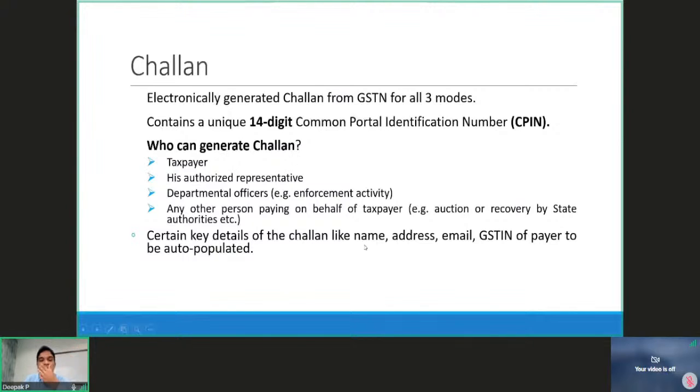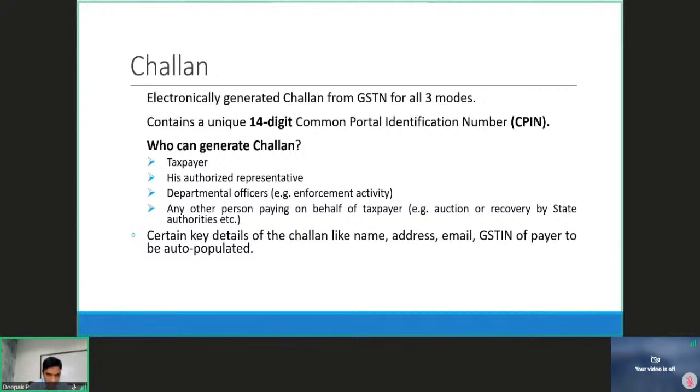Certain key details of the challan: there was a question on wrong mentioning of GSTIN. Can I mention a wrong GSTIN or name? No, you cannot mention it wrongly, because on your portal your name, your email ID, your address and GSTN are already saved. So when you generate the challan, these 4 keys come automatically. There is no question of any mistake happening. Name, address, email and GSTN get auto-populated. And what is a challan? It has a 14-digit common portal identification number. Once you generate the challan at the first instance, you get a CPIN, the common portal identification number.